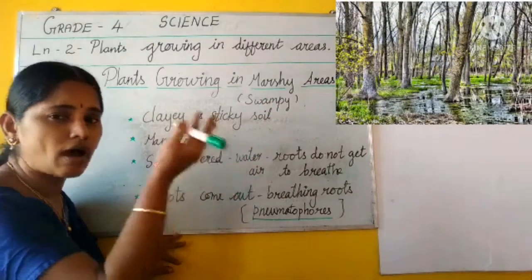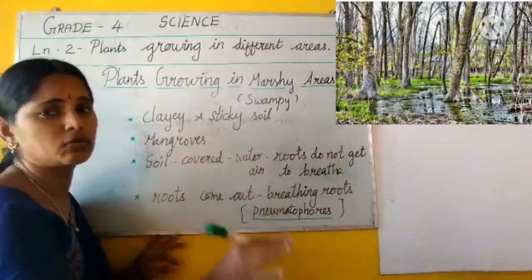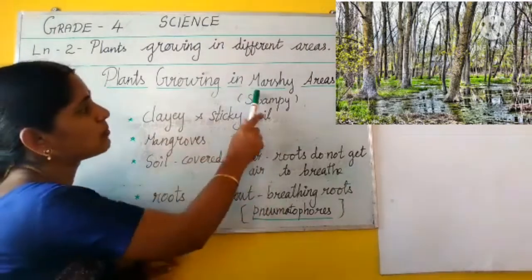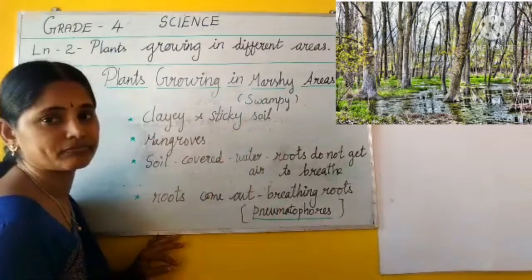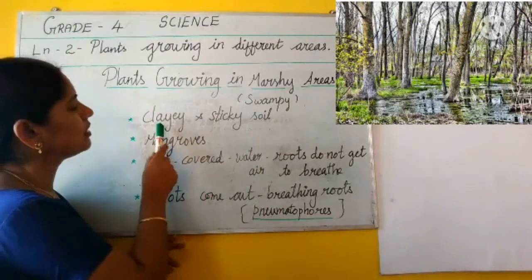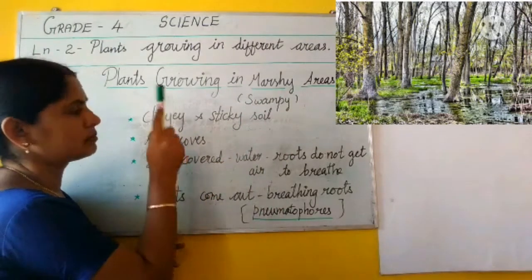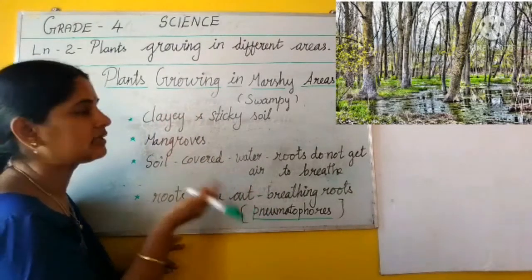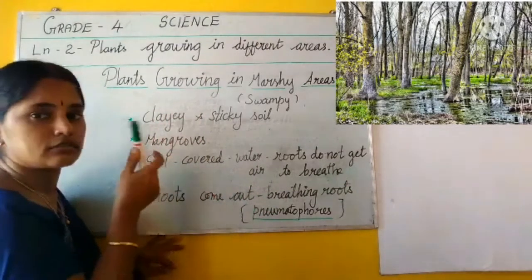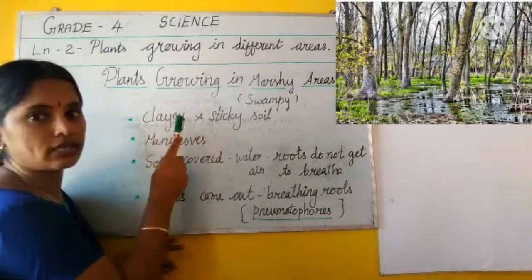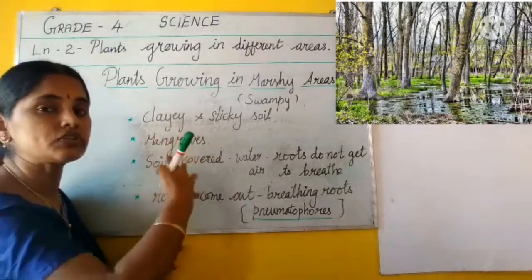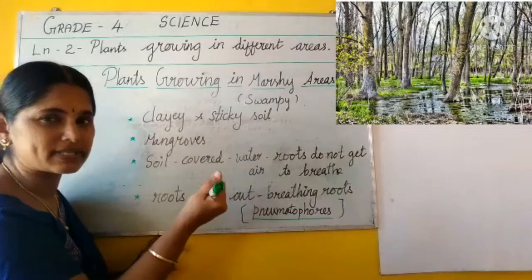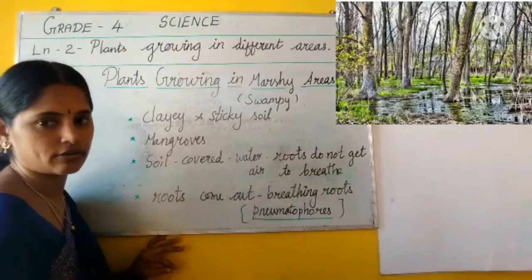The water and moisture stay as they are, and water stands in that area. Okay, that is marshy areas. So here, because of stagnant water, the water just stays stagnant, the soil, clayey soil, turns sticky in nature. Sticky soil that clings.